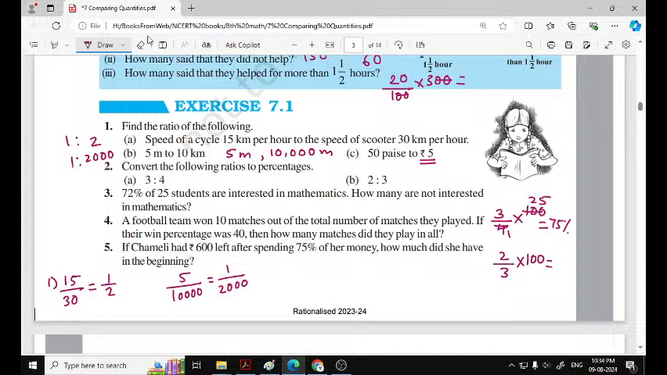72% of students, 72 of 100 students, are interested in mathematics. How many are not interested in mathematics? In percentage, 100 minus 72. So 28% of students are not interested in mathematics.